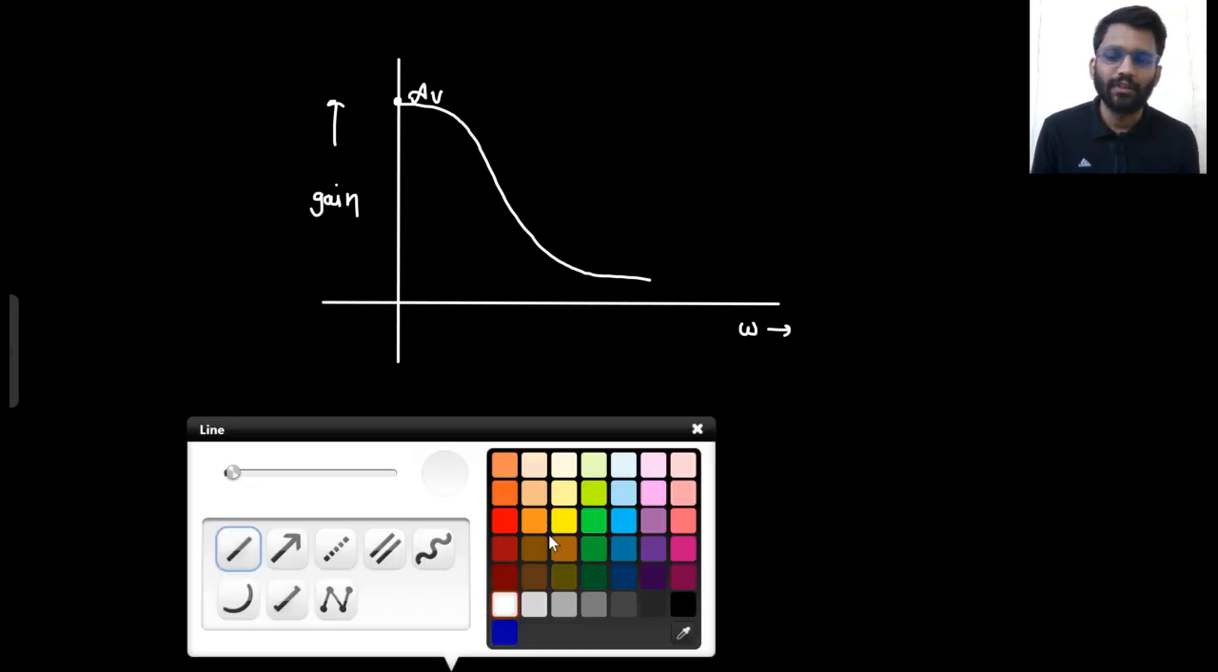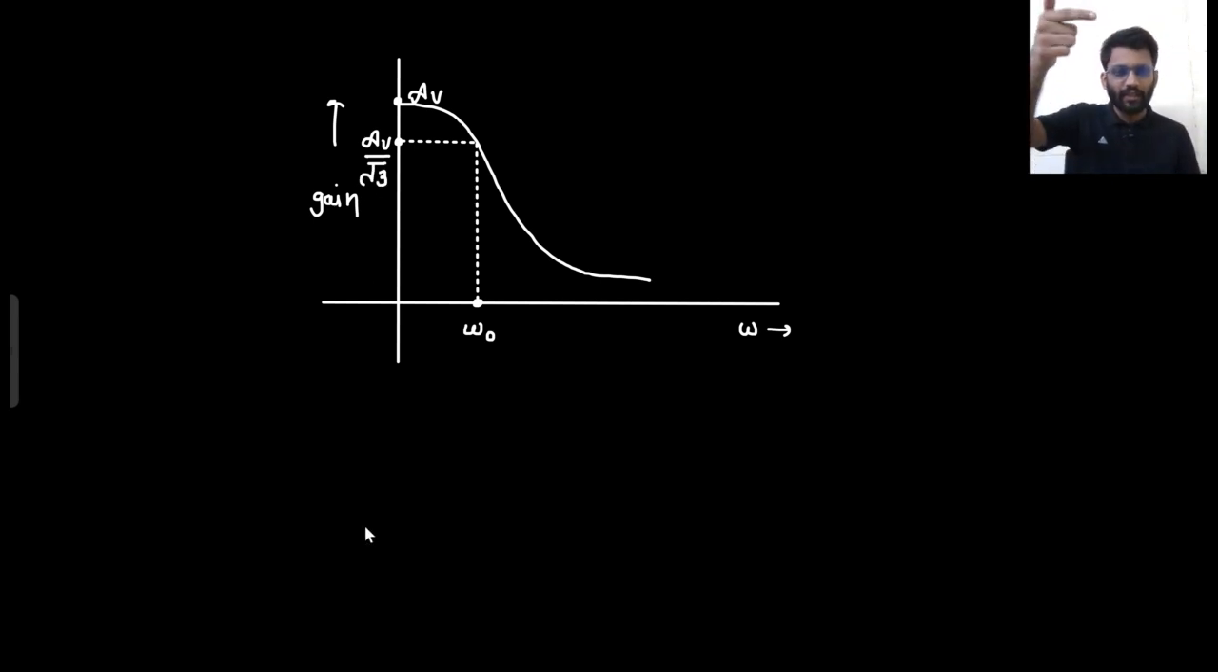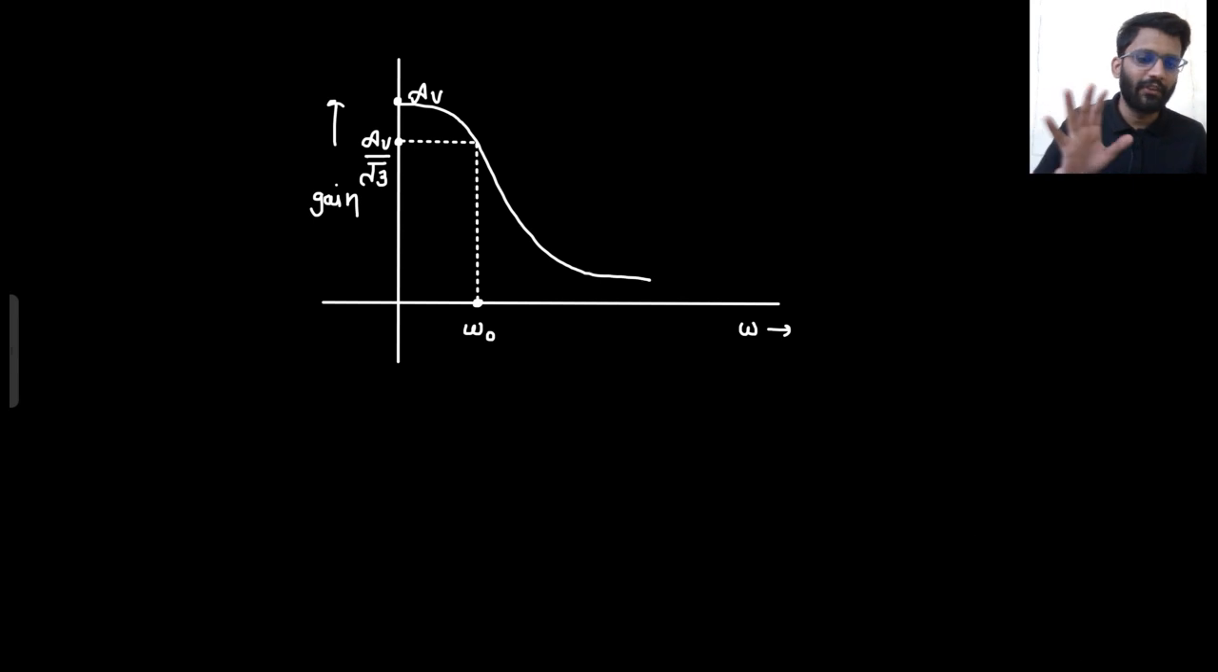And what is your 3 dB frequency? The 3 dB frequency would be, not here, I should write it here, 1 by R naught C. This will be your 3 dB frequency, omega naught I can say. So here what will be the gain? AV by root 2, because at 3 dB the gain is 1 by root 2 of the maximum gain. Right? So this is the exact plot. This is the frequency response of our OpAmp.